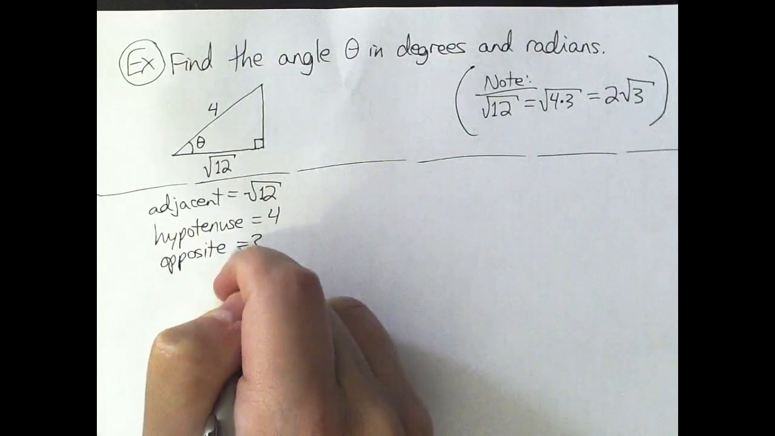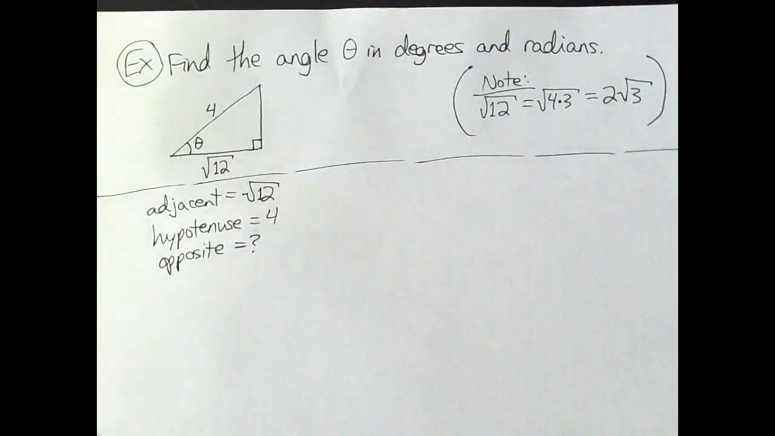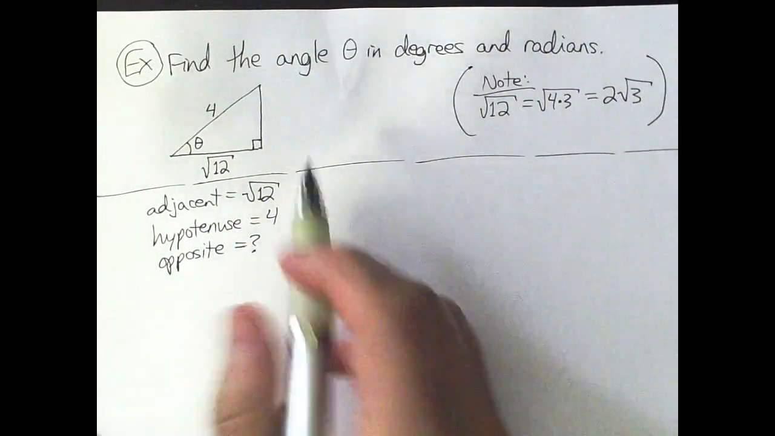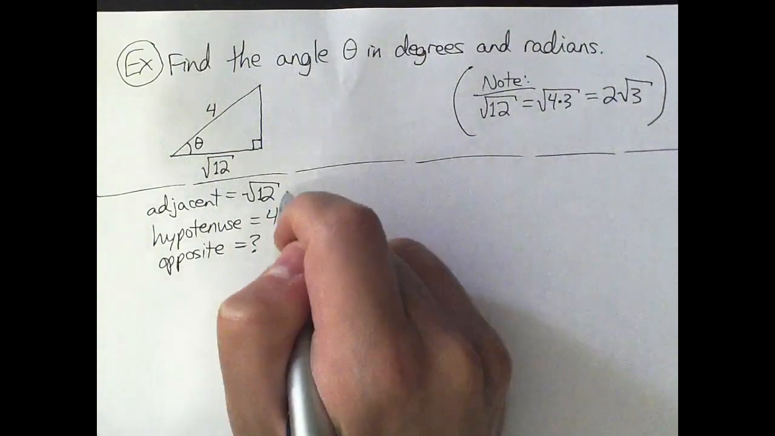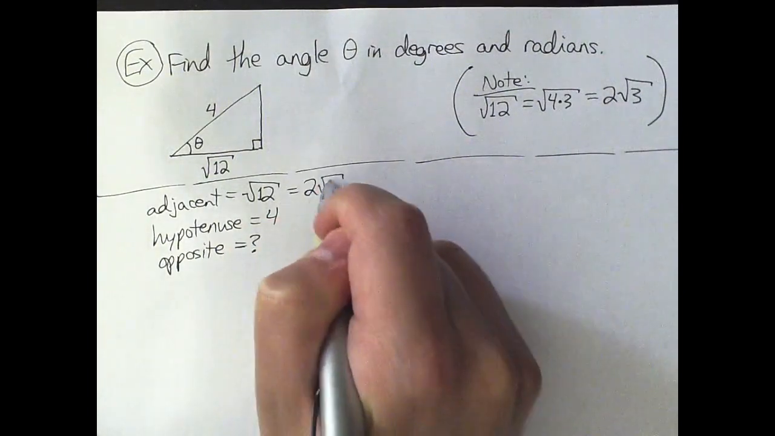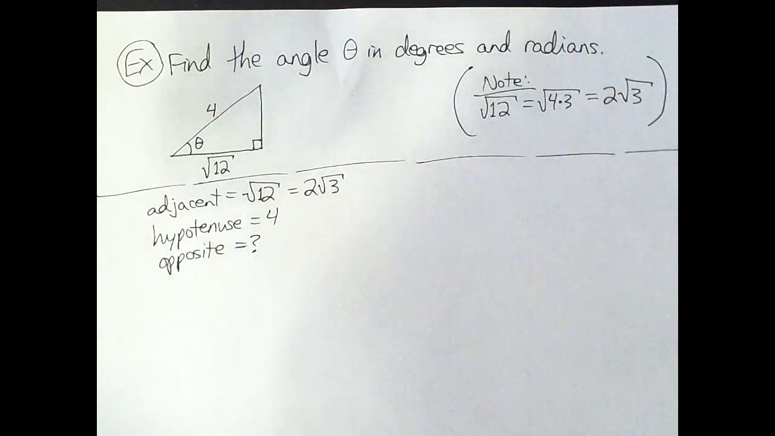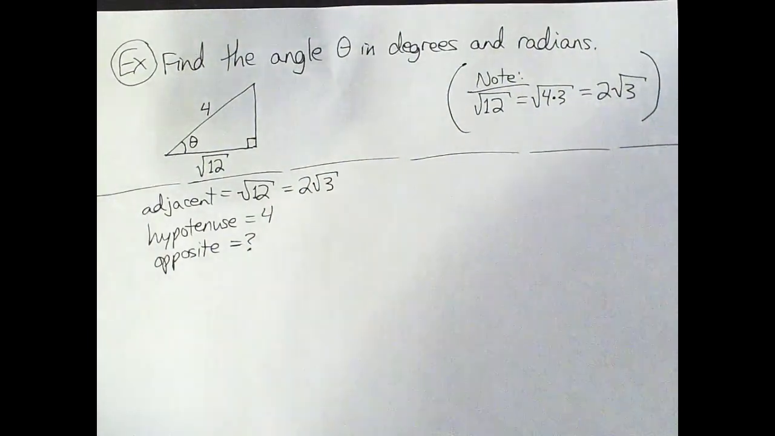We could find the opposite side length, right? We could use the Pythagorean theorem. If we know two of the side lengths, we could find the third one if we think it'll help us. By the way, the adjacent side length, I'm just going to write, is also 2 square root of 3, just in case we want to use that version of it. So how can we find theta?